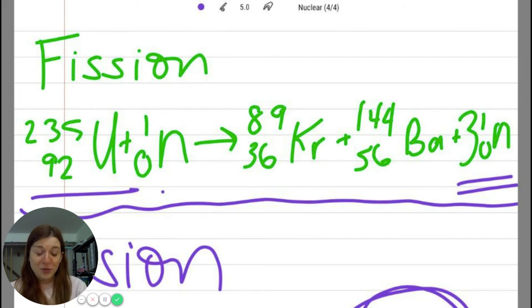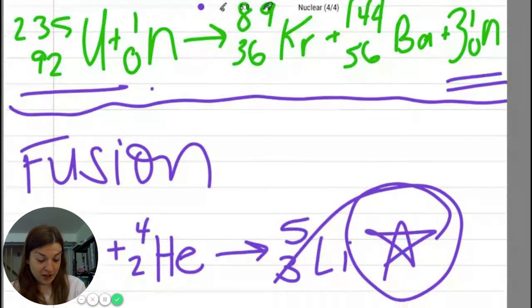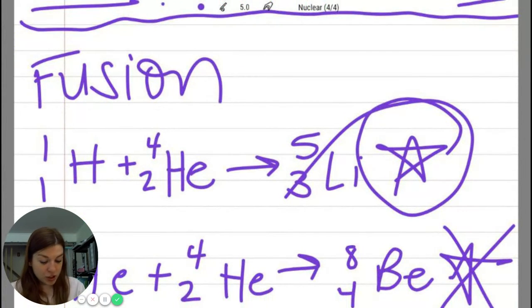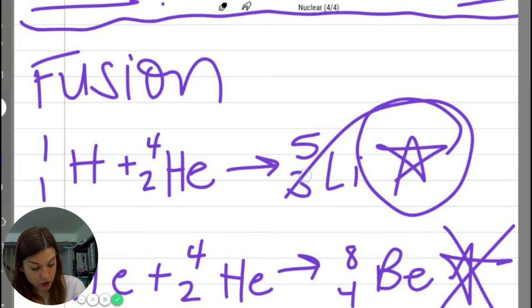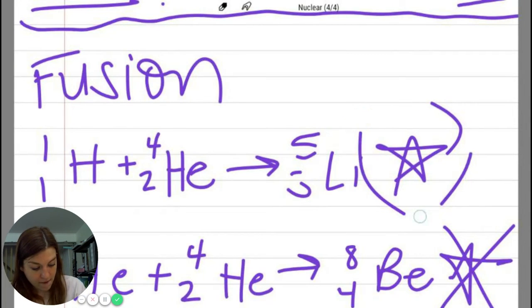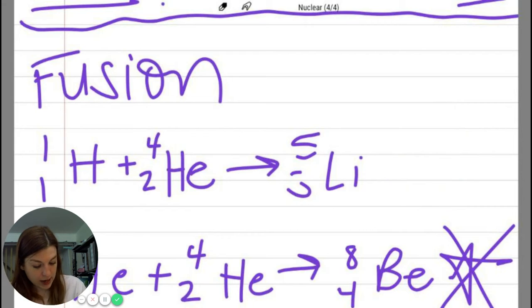The last type of nuclear reaction is called fusion. And fusion essentially is what happens inside of a star. So our sun, for instance, is made out of hydrogen and helium. And what happens inside the sun is that we have, I don't know if you knew this, a giant nuclear reaction happening in the sky.